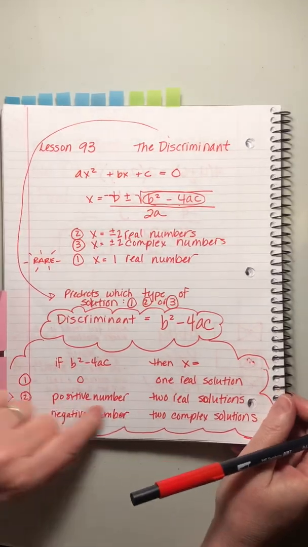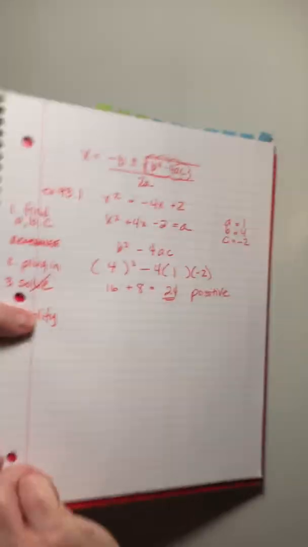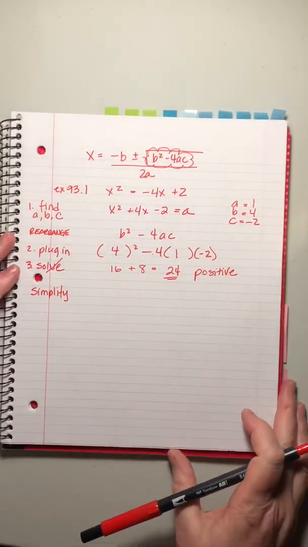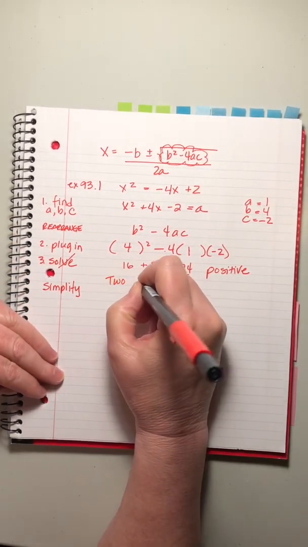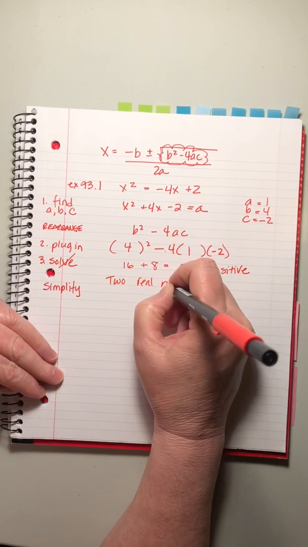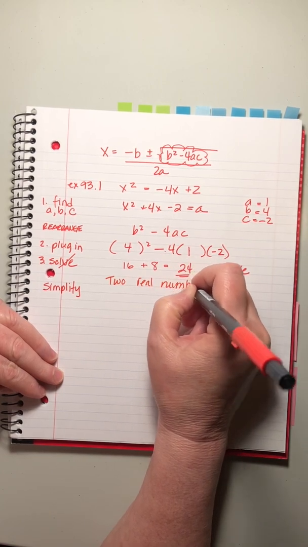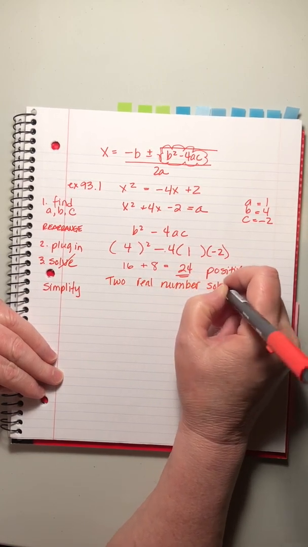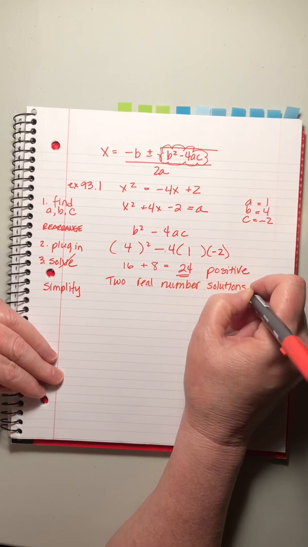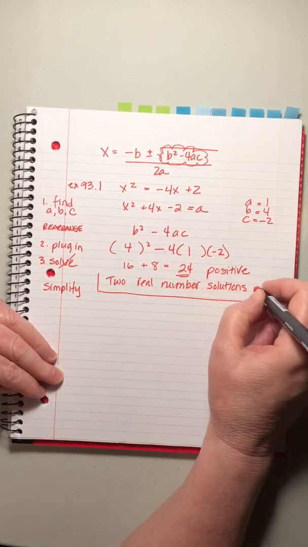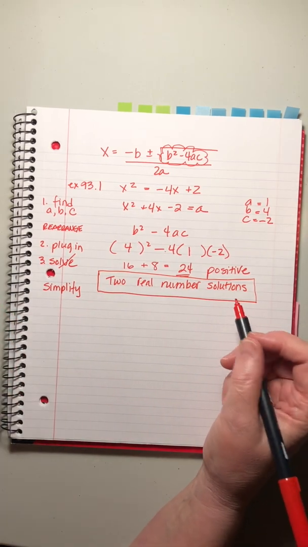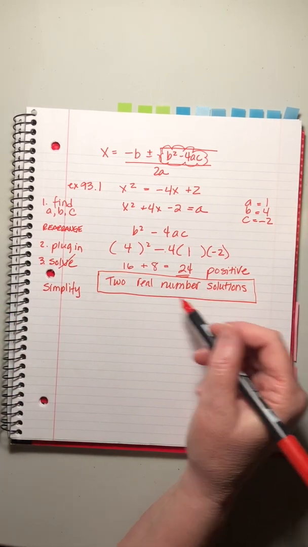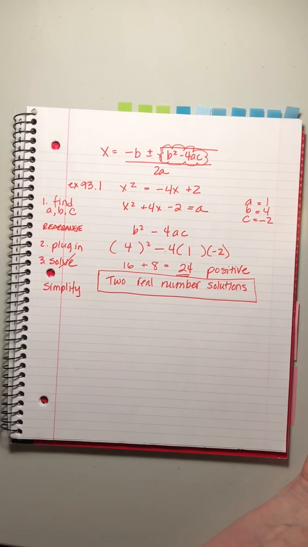So if this is a positive number, then we're going to have 2 real number solutions. So that's what John wants us to write out. 2 real number solutions. I don't usually like to write words for my answers. Like, it's okay to put a word on a solution, but I hate when the answer is just words. But in this case, you just have to write it out.